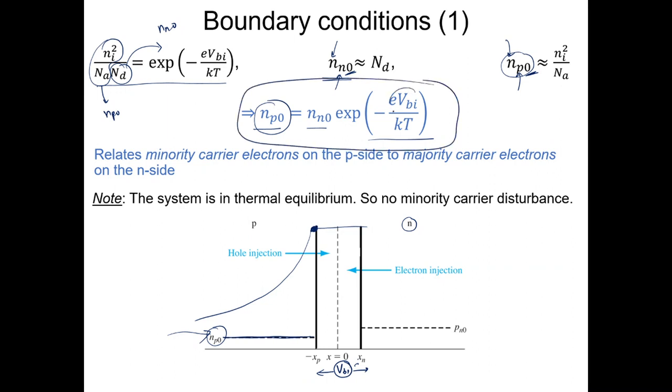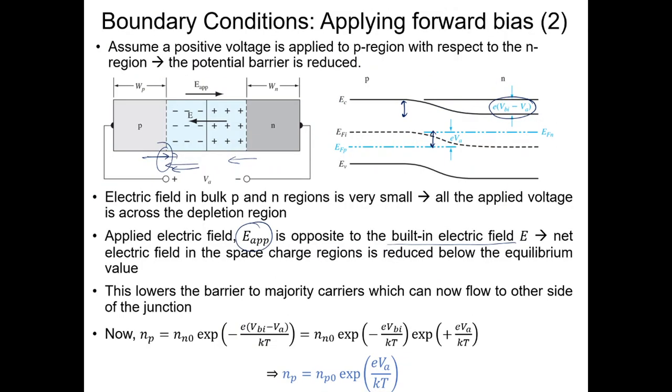Now in this equation, if we change VBI by VBI minus VA, what is going to happen? If we change that by VBI minus VA, what we get is the total minority carrier concentration, or electron concentration, at the P side. If we break this up, we get N_n0 exponential of minus eVBI, which was the thermal equilibrium electron concentration at the P side, and we get the additional term, exponential of positive eVA by kT.